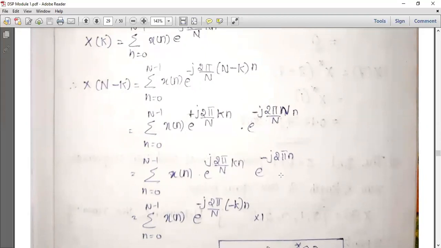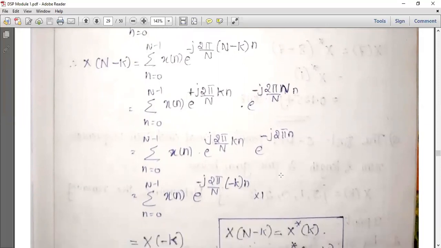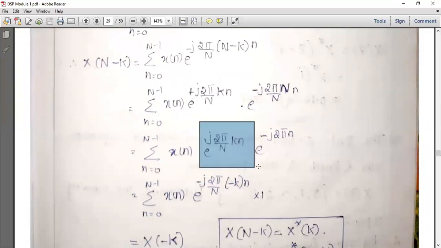This is in the form cos 2 pi n minus j sin 2 pi n. So sin 2 pi n is always 0, and cos 2 pi n, being a multiple of 2 pi, is always 1. Then next we get sigma n is equal to 0 to N minus 1. Here we can split this plus sign into minus minus. That is e raised to minus j 2 pi by N into minus k into n.